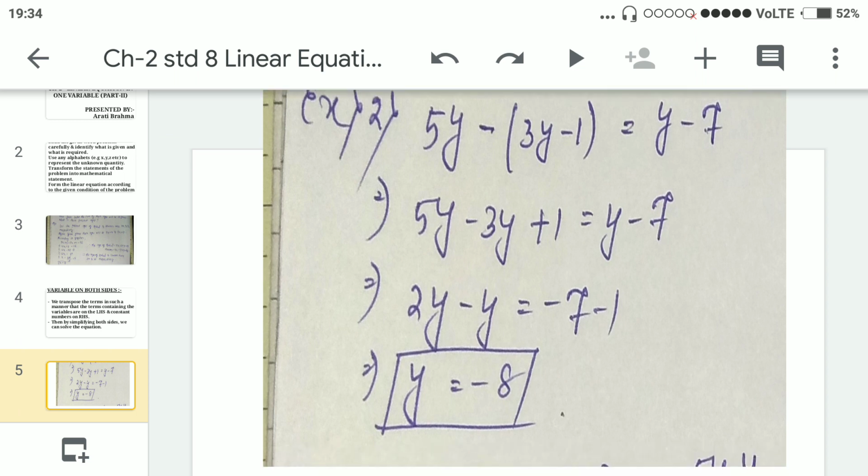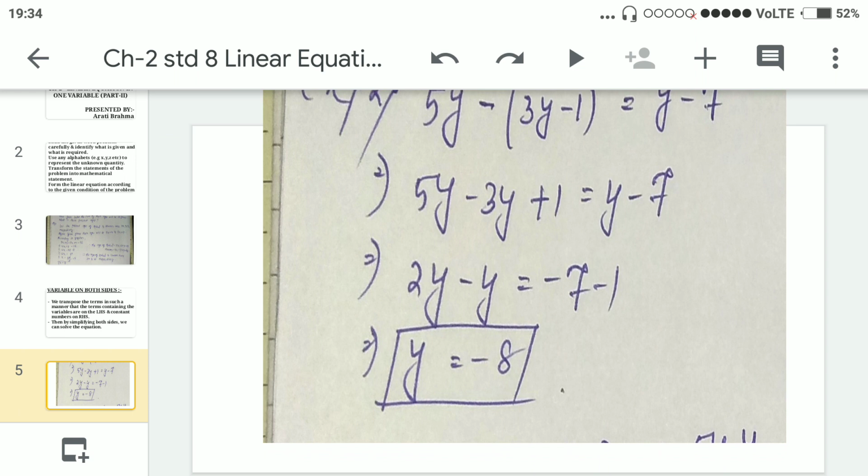So 5y minus 3y, that is 2y, and on the RHS y is there, so if shifted to the LHS, that will be minus y, equals minus 7. And here plus 1 is there, shifted to the RHS, that will be minus 1. So 2y minus y, that is y, and minus 7 minus 1, that is minus 8. So this is the way to solve this equation.